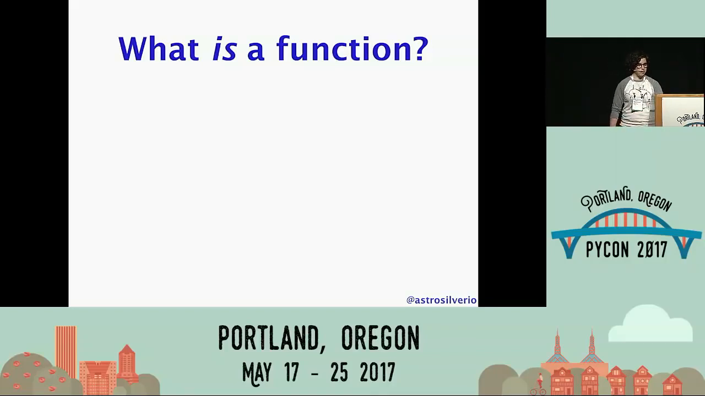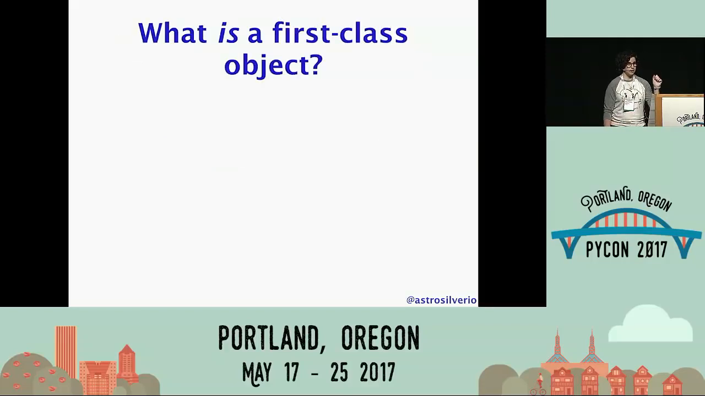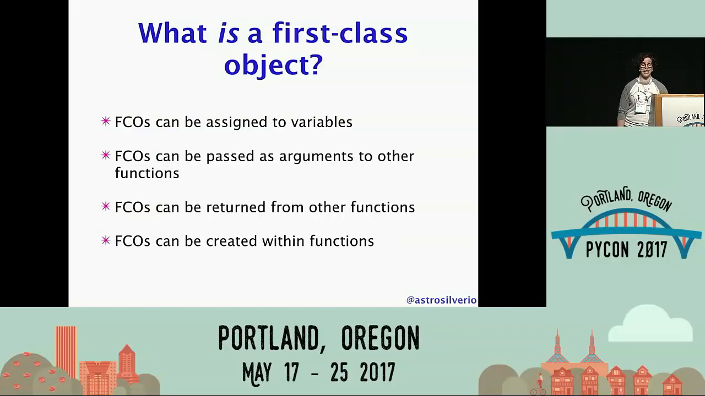And very simply, in Python, functions are first-class objects. And first-class objects are entities that can be assigned to variables. First-class objects can be passed to functions. First-class objects can be returned from functions. And first-class objects can be dynamically created within functions.